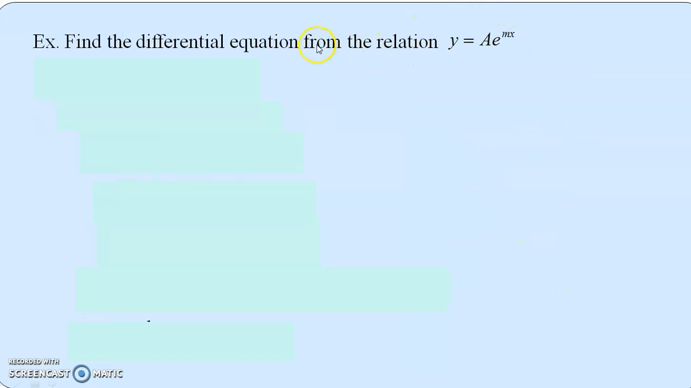Second example: form the differential equation from the relation y is equal to a into e raised to mx. So the solution is, the given equation is y is equal to a into e raised to mx. Just note that, student, here a is the arbitrary constant and here m is the fixed constant. So there is only one arbitrary constant, a. So just take the derivative only once. So differentiate with respect to x.